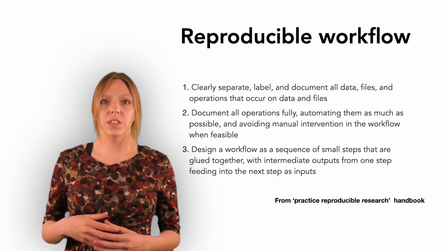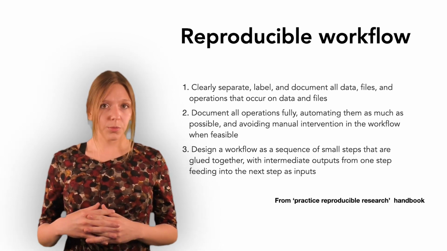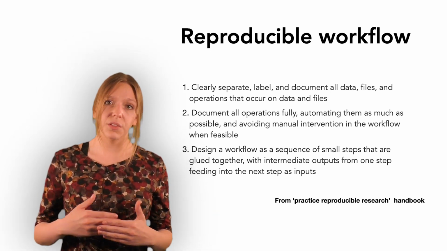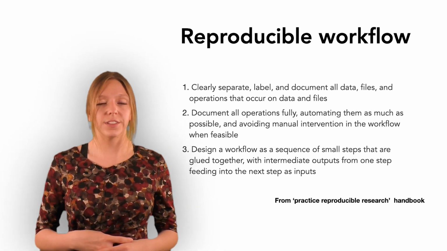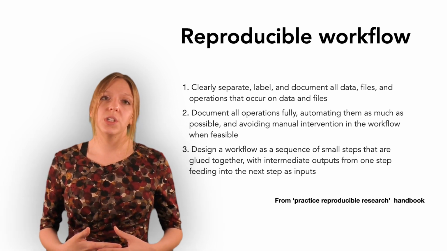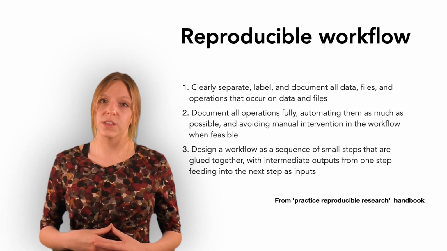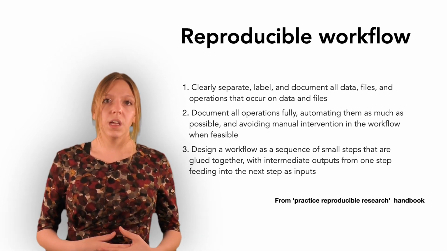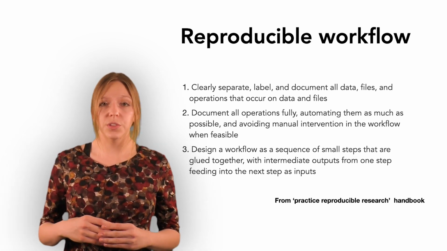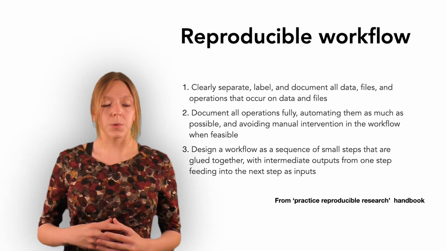So now, what are some important aspects of a reproducible workflow? First, you should clearly separate, label, and document all data, files, and operations that occur on data and files. Second, you should document all operations fully, automating them as much as possible and avoiding manual intervention in the workflow when feasible. This will be back in other forms later, but manual manipulation is a source of errors, and of errors that are not reproducible on top of it. So you should avoid them as much as possible.